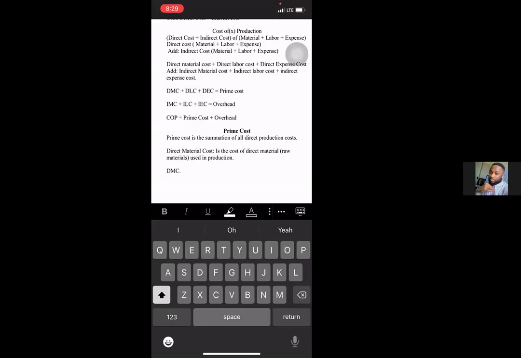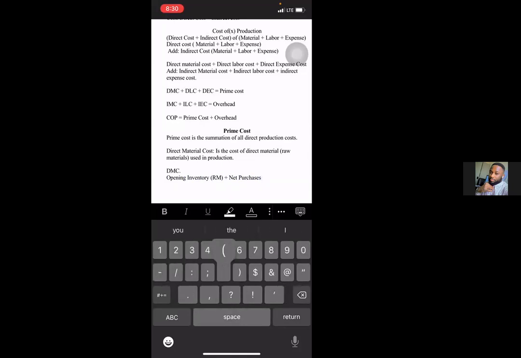So under direct material cost, you see, direct material cost is the cost of raw materials consumed, not cost of raw materials bought or cost of raw materials available. But then cost of raw materials consumed is in the cost of what? In the cost of production. So under direct material cost, we have opening inventory of raw material. All right, and then we add net purchases of raw material. Net purchase of raw material is the additional raw materials acquired or additional raw materials purchased. We have opening inventory of raw material plus net purchases of raw material.